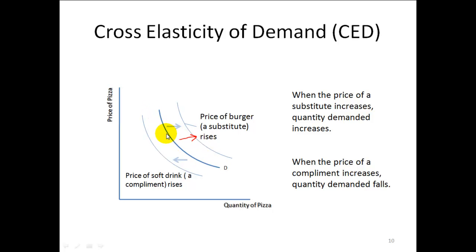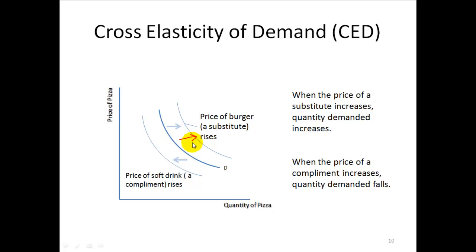Here, what's changing? What is changing is something other than the price of pizza. So what is changing is the price of a substitute. When the price of a substitute changes, something external to what we are analyzing, which is pizza in this case, then the quantity of pizza demanded increases. Increases means that the demand curve shifts to the right.